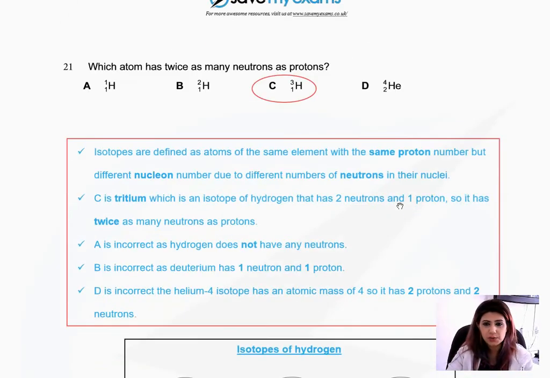Each atom has twice as many neutrons as protons. So neutrons would be 2 times more than the protons. Okay. Proton 1, neutron 0. Proton 1, neutron 1. Proton 1, neutron 2. Proton 2, neutron 2. So these have identical protons and neutrons. It's this one where we have 2 neutrons but 1 proton.